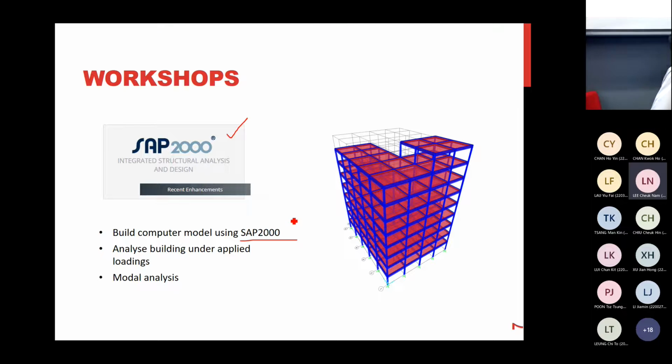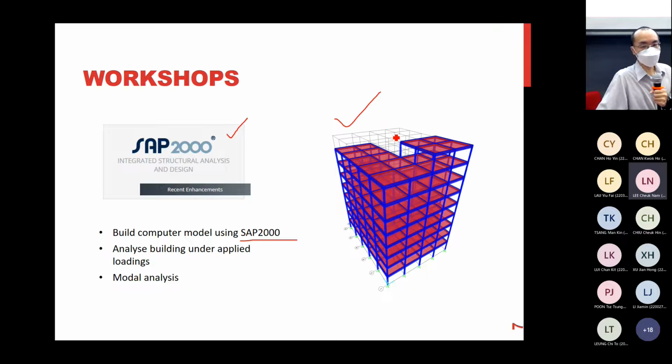I think this workshop is scheduled on Thursday evening. When you check your calendar, the timetable, you should see two sections scheduled on Thursday evening. Actually, they are the SAP 2000 workshops. Quite useful. You can find out the deflection, moment, reaction, shear force rapidly if you know how to set up the models.